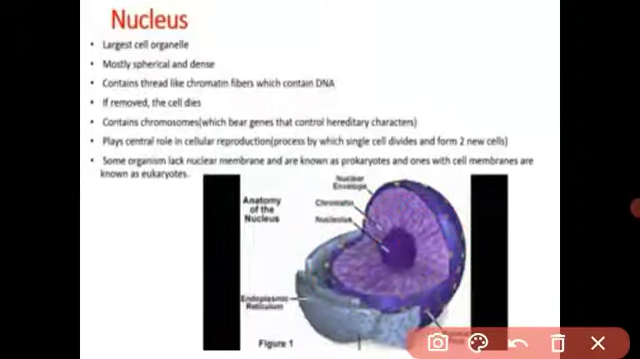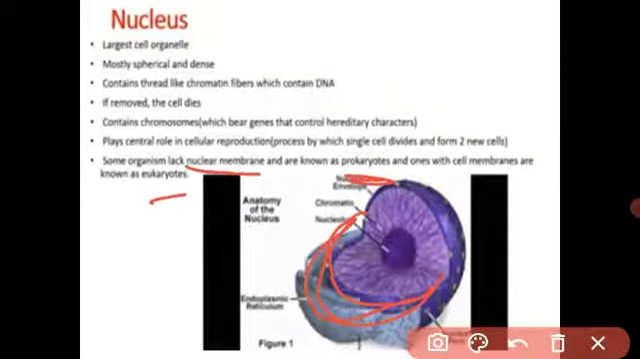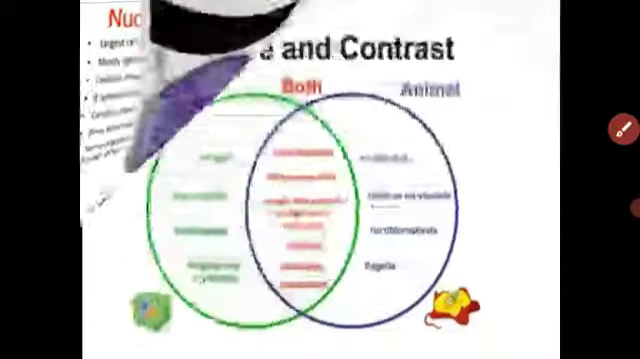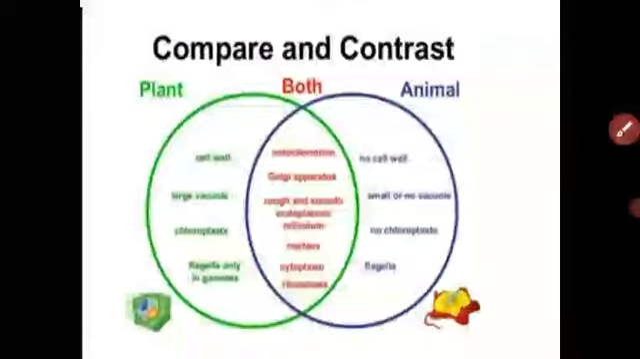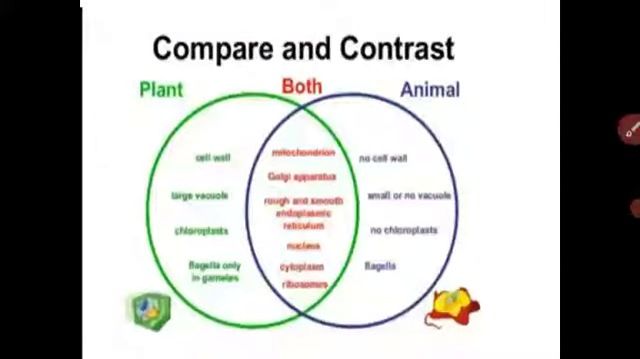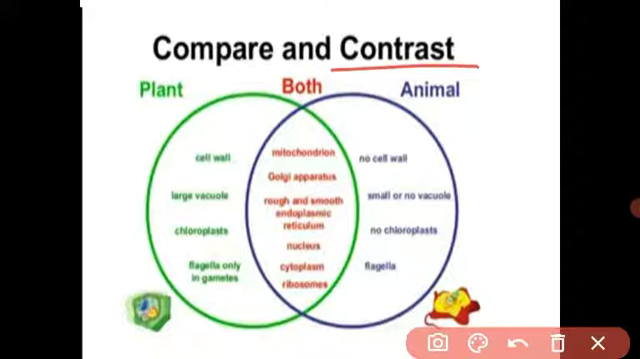Some organisms lack a nuclear membrane. These organisms are called prokaryotes. And some organisms have a prominent nuclear membrane. These organisms are called eukaryotes. Understood, student? What are the cell organelles? We have studied all the cell organelles which are present in animal and plant cells. Let us compare and contrast the organelles which are present in plant and animal cells.